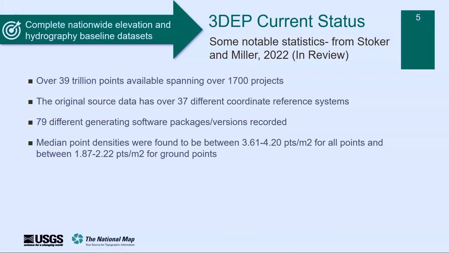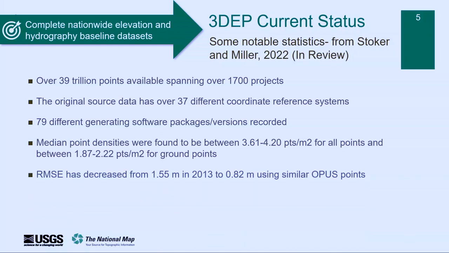Looking over all of the projects, the median point density is around 4 points per square meter for all the points available, and around 2 points per square meter for the ground points, which is in line with what we wanted to see for QL2 data.